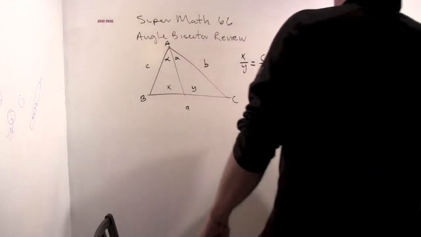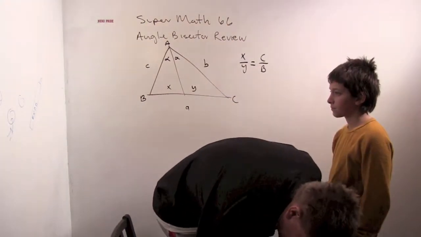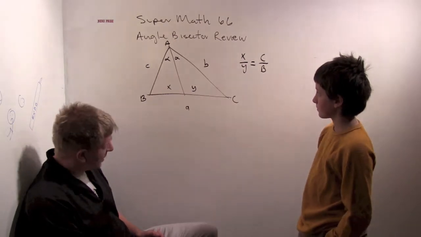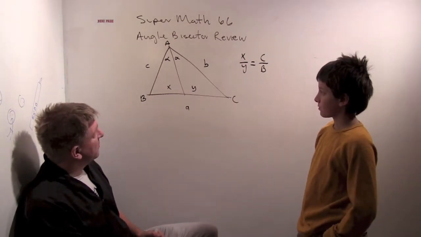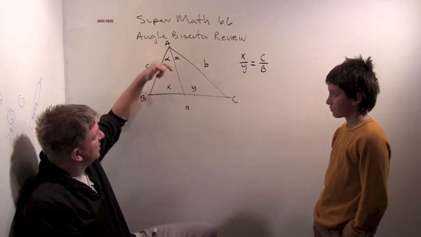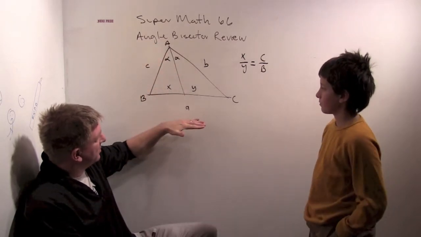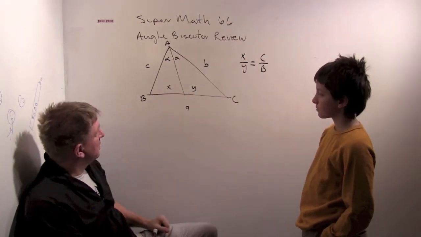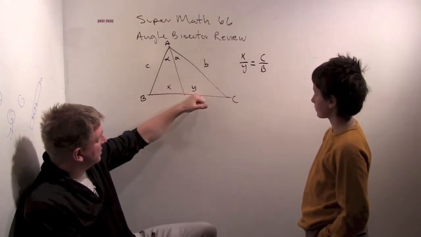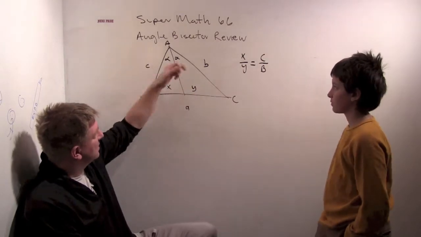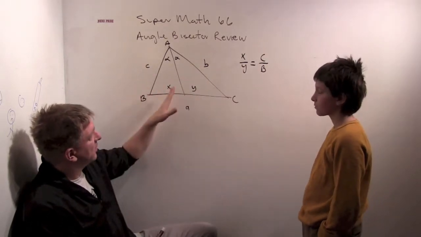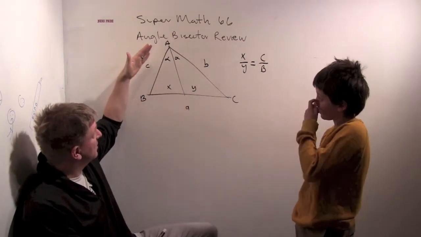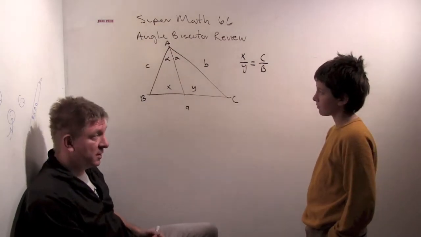SuperMath number 66. We have taken a few days off of angle bisectors, and so I think they're probably not fresh in your mind since it's a little complicated. So I just want to review this property of angle bisectors. Now when I have an angle bisector in a triangle and it splits side A here into two parts, x and y, the ratio of x to y is equal to c to b. So the ratio of how the angle bisector divides the opposite side, it divides them into the same ratio as the legs. Do you remember how we proved this?